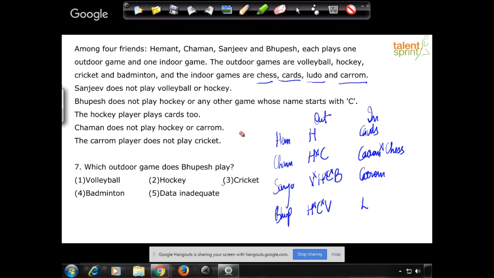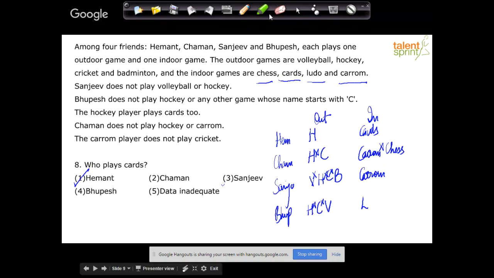The next question asks us, which outdoor game does Bhupesh play? Let's go to Bhupesh. We know that Bhupesh is the guy who plays volleyball. So option number 1. Volleyball is the outdoor game that is played by Bhupesh. Time to once again move on to the next question based on this puzzle.